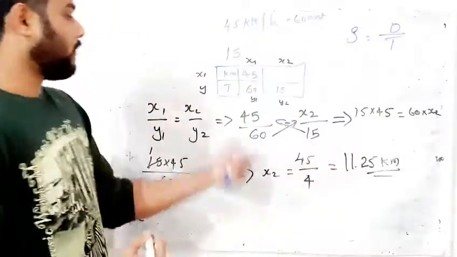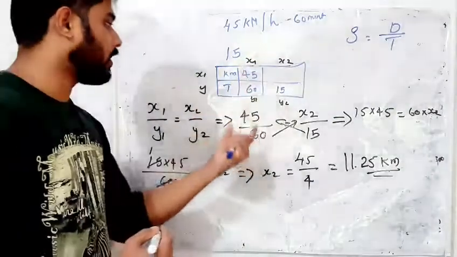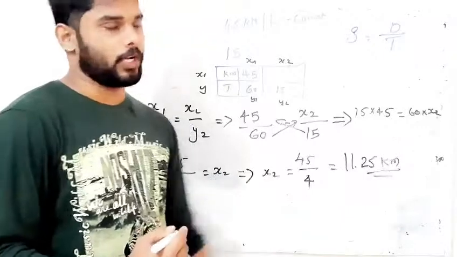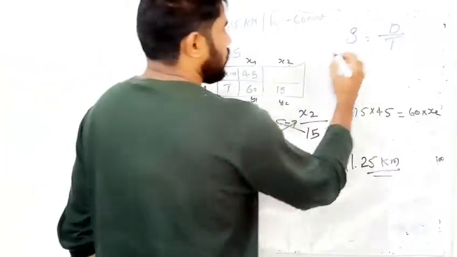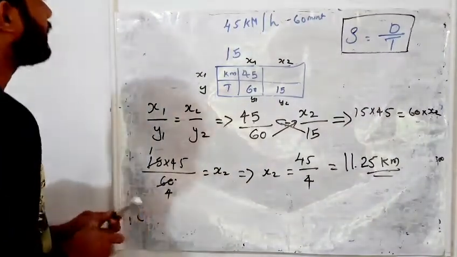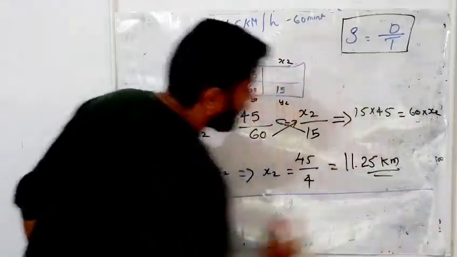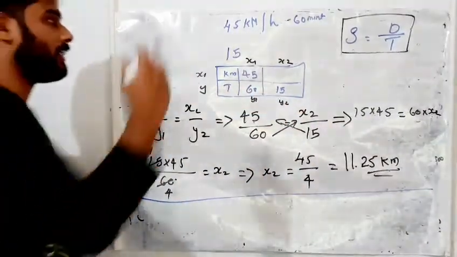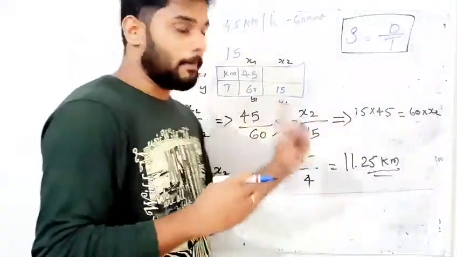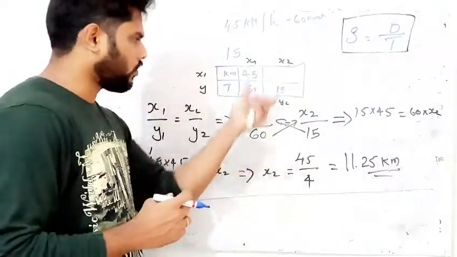Clear? We can use this method also. According to direct proportion, we get 11.25 kilometers. Another method we can do according to this equation, that means speed is equal to distance by time. If you use this equation also, we will get the answer. But you have to use only one method, direct method or indirect method. You have to study only one method.